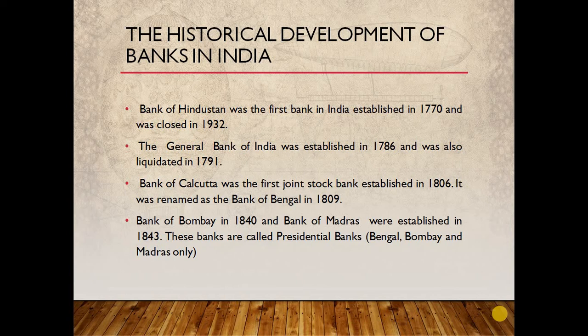This is the historical development. The Bank of Hindustan was the first bank in India, established in the year 1770 and closed in 1932. The General Bank of India was established in 1786 and was liquidated in 1791. The Bank of Calcutta was the first joint stock bank, established in the year 1806. It was renamed the Bank of Bengal in the year 1809. The Bank of Bombay was established in the year 1814 and the Bank of Madras in the year 1843. These three banks are called Presidency Banks: Bengal, Bombay and Madras.